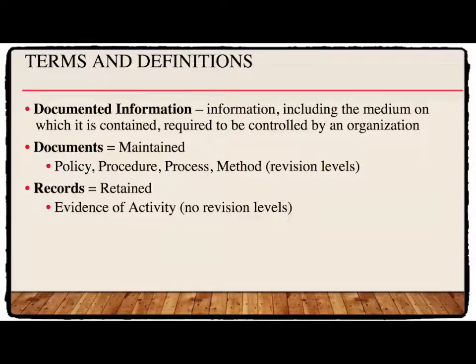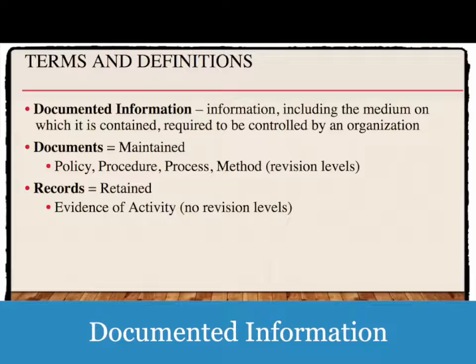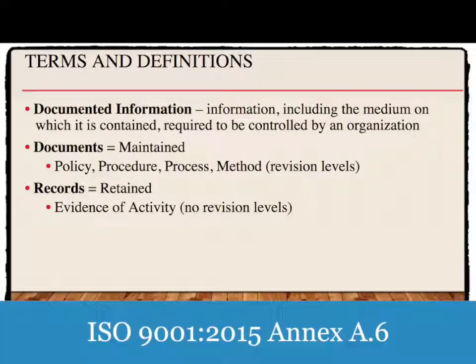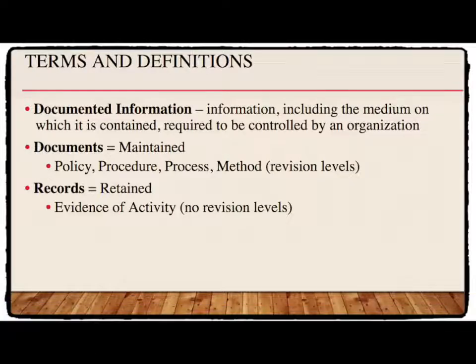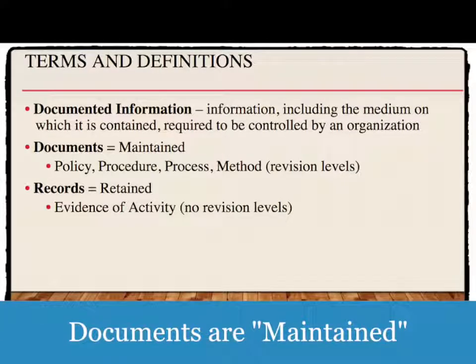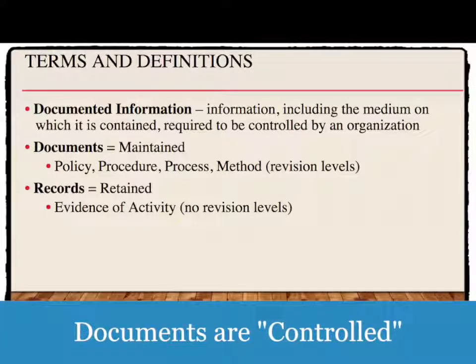Documented information is defined as information including the medium on which it is contained. It is required to be controlled by the organization. There are two types of documented information in the new ISO standard. The first is the term documents. Documents are referred to in the new ISO standard as being maintained. These include policies, procedures, processes, and methods commonly under revision control.